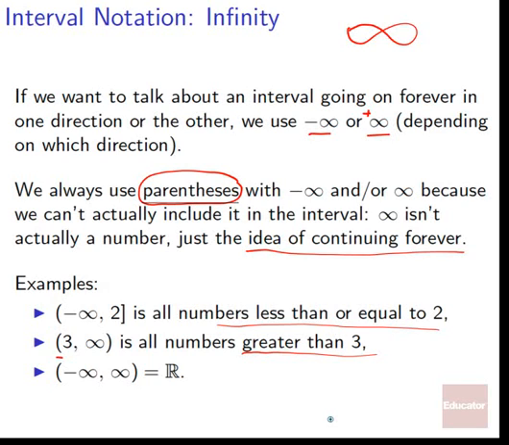And finally, if we want to just talk about the entire real line, that's the same thing as saying negative infinity to positive infinity, because that's everything that the real numbers have. Start all the way from the very beginning and reach all the way to the end. Just keep reaching forever and forever. Go all the way to negative infinity, go all the way to positive infinity. That's going to be the same thing as just saying all the real numbers at once.